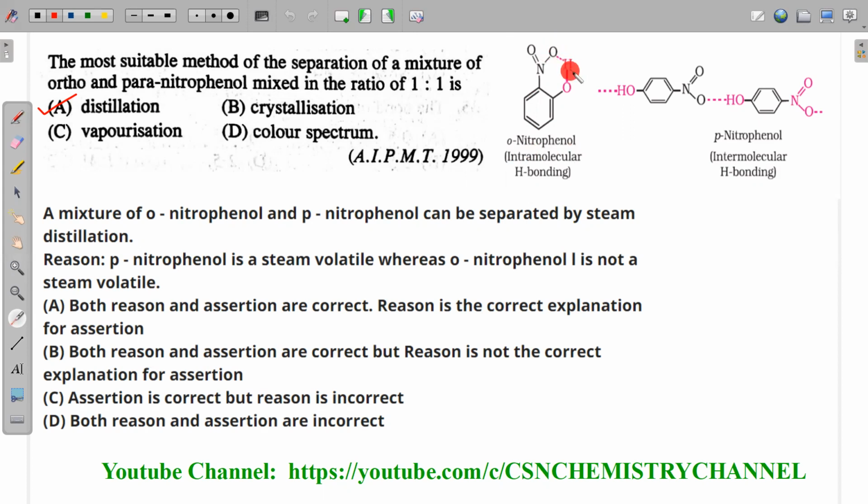Yes, in this ortho-nitrophenol, between this oxygen and this hydrogen, we can see hydrogen bond formation. Which type of hydrogen bond? That is intramolecular. Here oxygen contains partial negative charge, hydrogen contains partial positive charge. So according to the definition of hydrogen bonding, between the oxygen and hydrogen within the molecule, we are seeing a hydrogen bond. The dotted lines indicate hydrogen bond. This type of hydrogen bond within the molecule is called intramolecular hydrogen bonding. So ortho-nitrophenol has intramolecular hydrogen bonding.